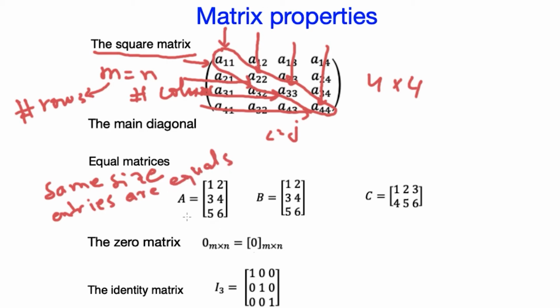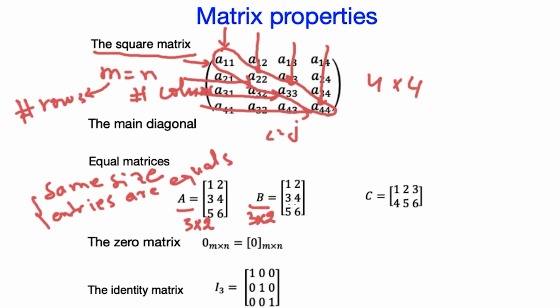Like the example here, A and B are equal because A is 3 rows and 2 columns, so it is a 3 by 2 matrix, and B also is a 3 by 2 matrix, so they have the same size. And the entries are equal also because 1 here and 1 here, 2 and 2, 3 and 3, 4 and 4, 5 and 5, 6 and 6. And we say that A and B are equal.